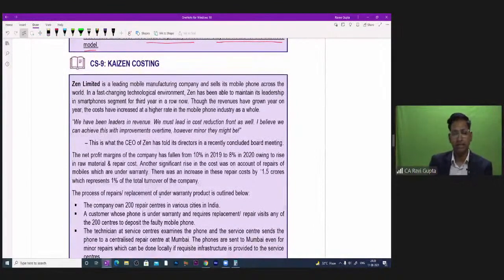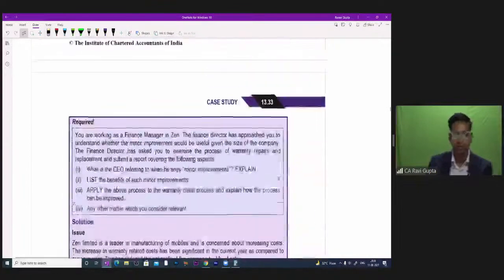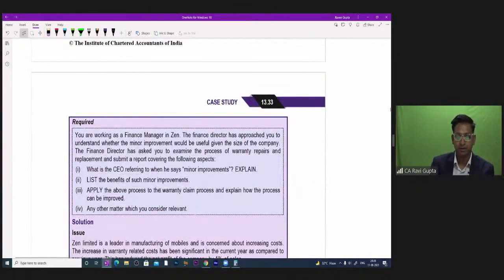Zen Limited is a leading mobile manufacturing company and sells its mobile phones across the world. So what is the requirement? Yes, Namita, in exams we need to prepare both statements. Definitely we'll be required to show both statements.